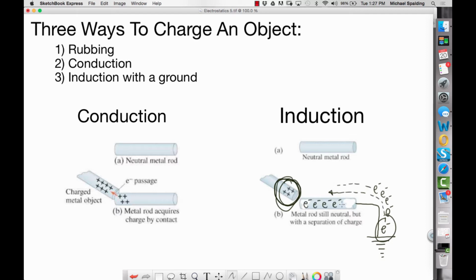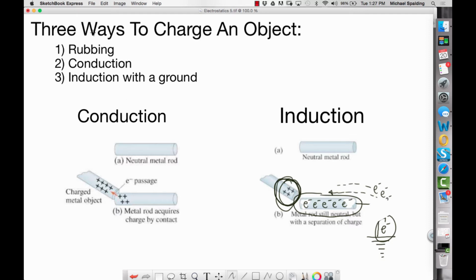Okay? Now, did that make the rod positive or negative? Negative, and then if you want to maintain that negative charge, you disconnect the ground. You literally cut the cable. Cut the cable, and now this rod will be negatively charged.